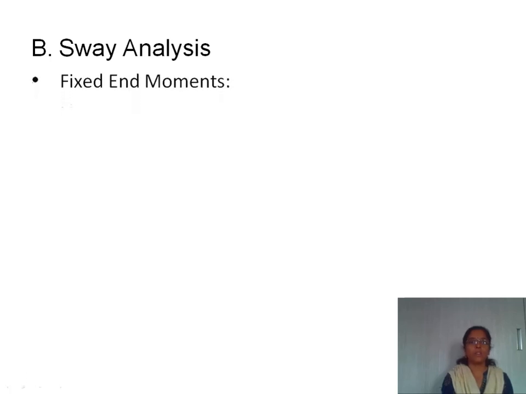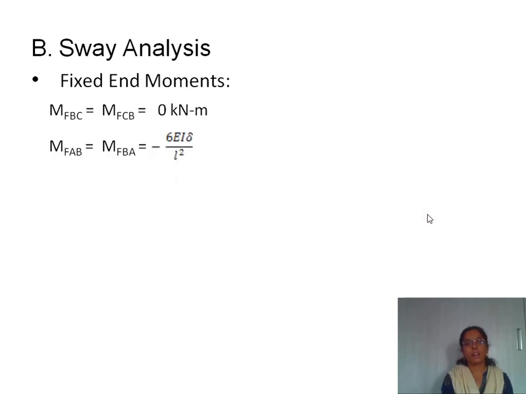So here, I have already discussed how to find the fixed end moments in case of sway. So MFBC and MFCB, what is the value of fixed end moment for sway? For horizontal members it will always be equal to 0. Only the vertical members are subjected to 6EI delta by L square. Okay. So now MFAB and MFBA is equal to minus 6EI delta by L square.